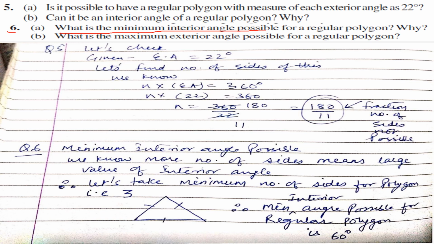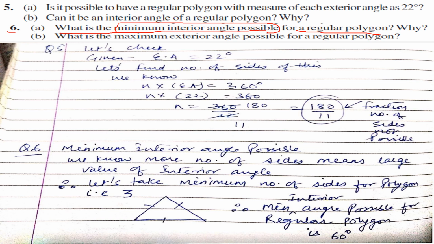Now, question number 6. What is the minimum interior angle possible for a regular polygon? We all know a regular polygon is a polygon having all sides equal. What is the smallest polygon that we have? A triangle. Then we have a quadrilateral, pentagon, and so on. You have to find the minimum interior angle. Let's understand how to find this.